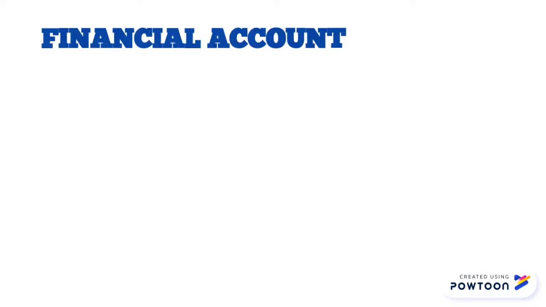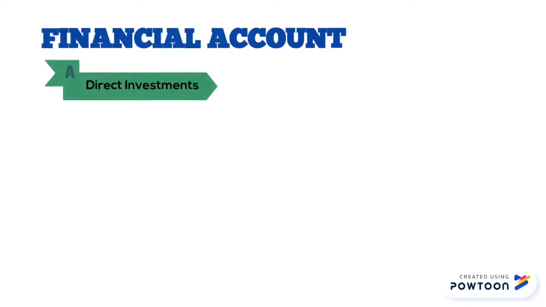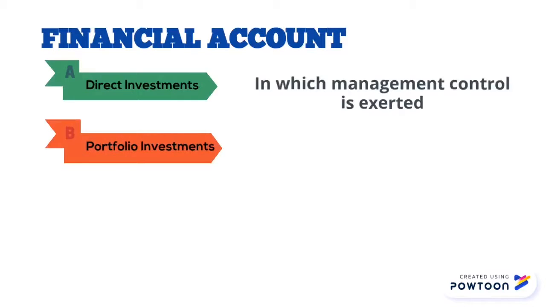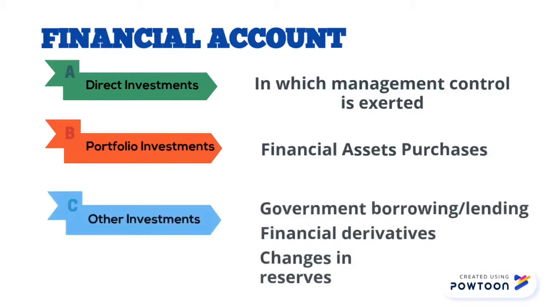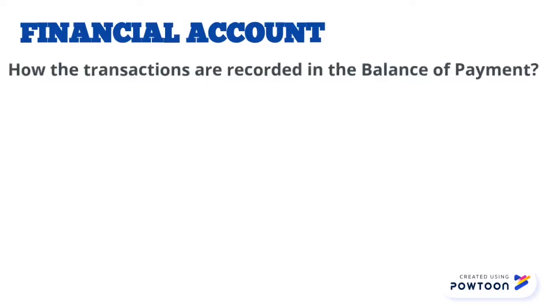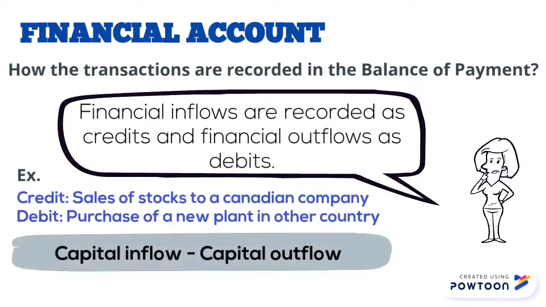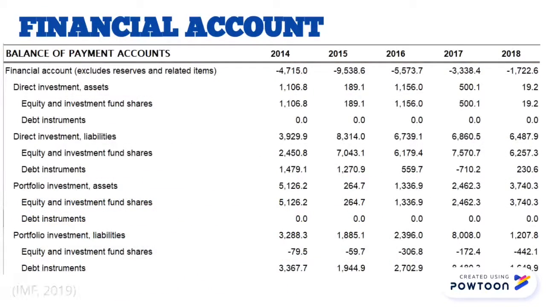The financial account covers direct investment, in which management control is exerted, portfolio investments, that are the purchases of financial assets with a maturity of less than a year, and other investments shown. Here, financial inflows are recorded as credits and outflows as debits, so we could have a surplus or deficit financial account. For example, the financial account was in deficit in the year 2018.